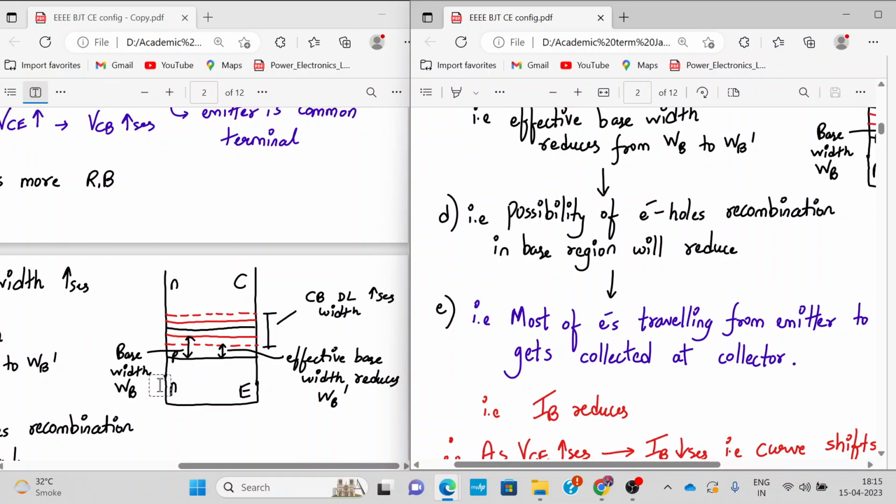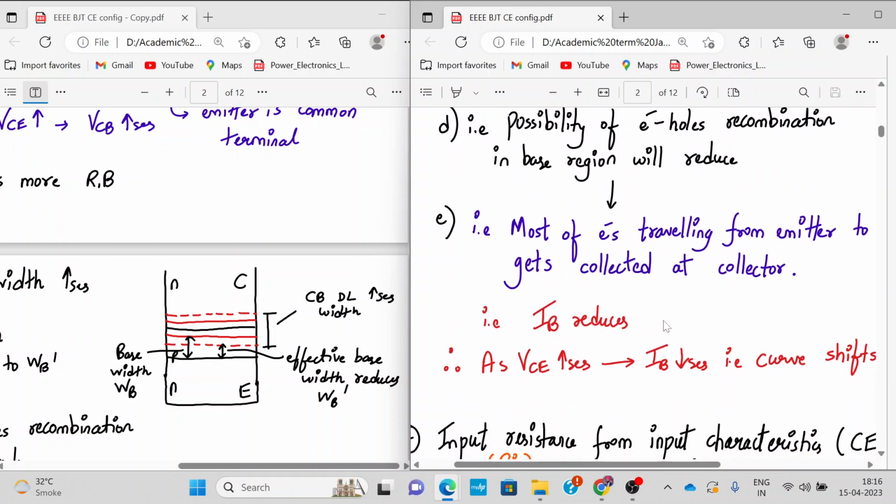Most of the electrons traveling from the emitter through the base will get collected at the collector, because now the base is becoming even smaller. I mean, the effective base width becomes even smaller. So the probability of electron-hole pair recombination is reducing. Most of the electrons will travel towards the collector and be collected, and at the same time the base current will reduce, because the probability of forming electron-hole pairs is reducing. Therefore, the base current IB reduces.